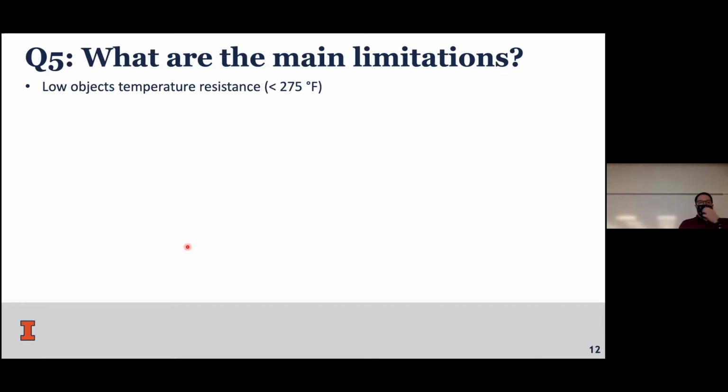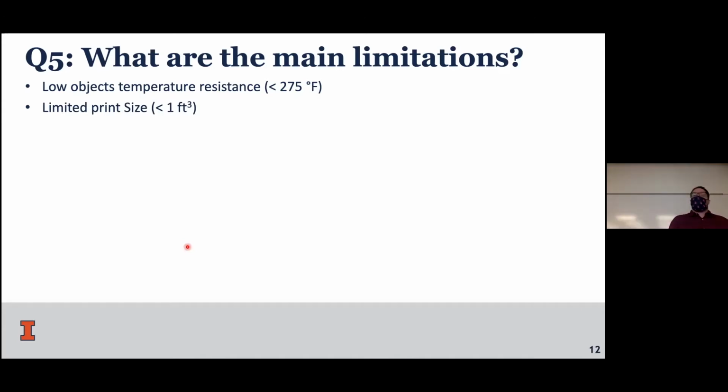The big drawback is the temperature resistance. If I take any element and put it in the oven at 300 degrees Fahrenheit, like when we cook food, it's going to melt. You're going to lose your element. It's going to get all floppy and you lose complete mechanical strength.